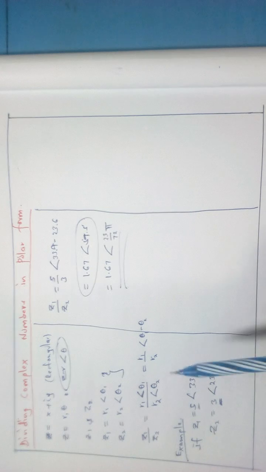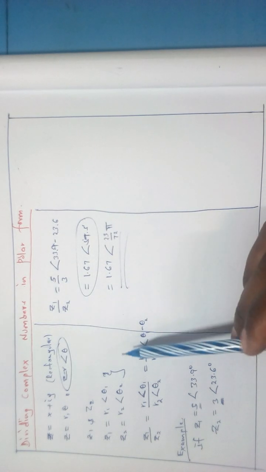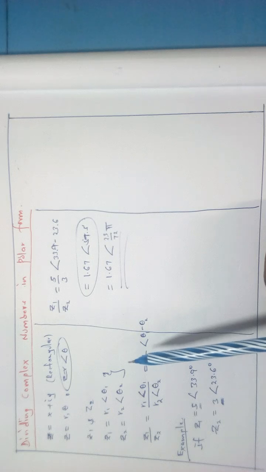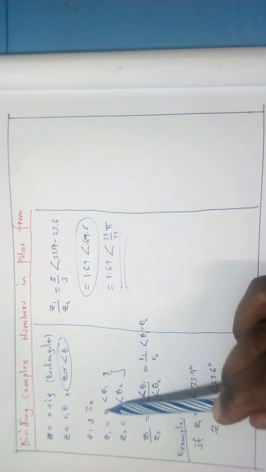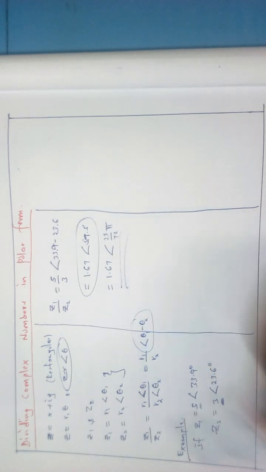So generally this is how we're going to perform a division of complex numbers, by dividing their moduli, r1 and r2, and then subtracting their arguments, which are theta 1 and theta 2.